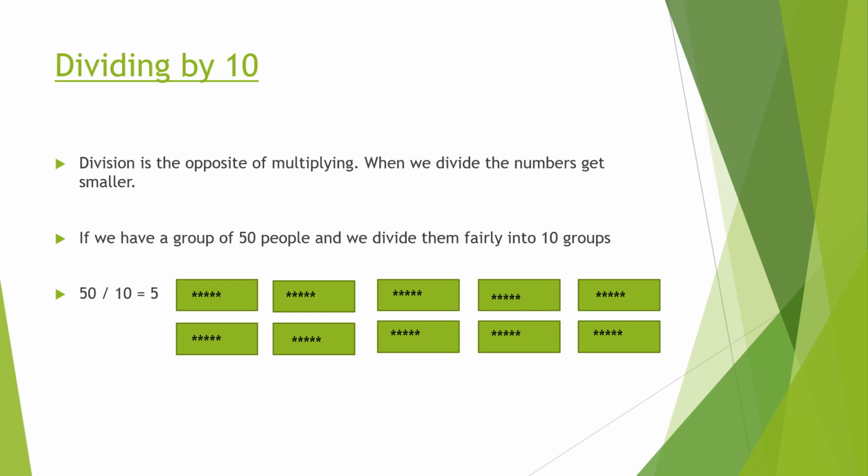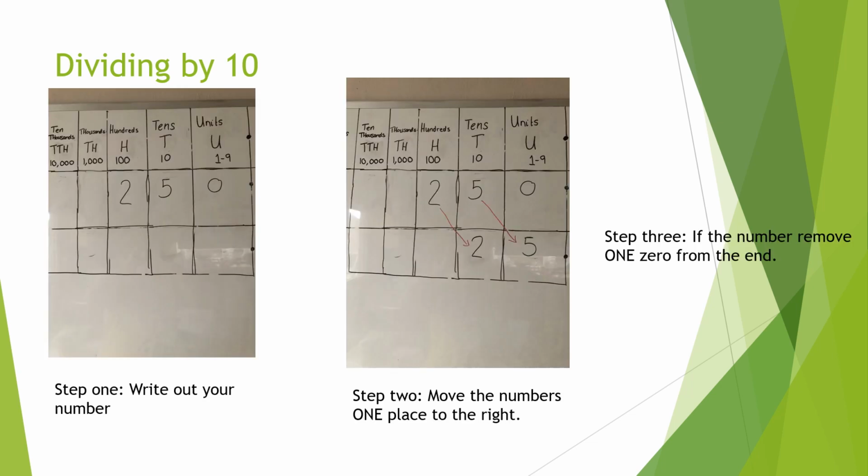So if you look, I've got 10 green boxes and they've each got 5 people inside them. Okay? Because that's what happens when we take a group of 50 people and we divide them equally into 10 groups. We end up with 5 people in each group. So 5 units are left in each group.